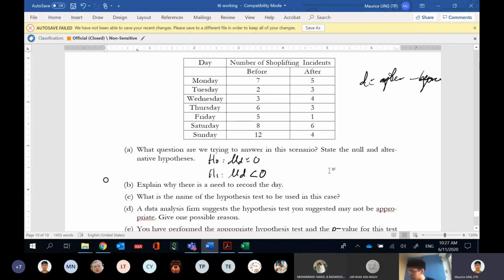Correct. So why is there a need to record the days? That's why I'm not sure. I just say it's to know which day has the most difference. The question is, which day has more difference? Why do you think which day has the difference?